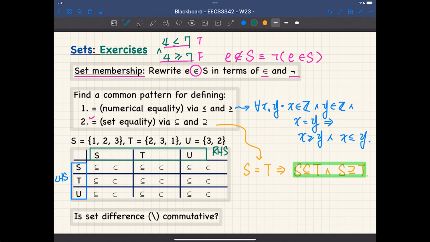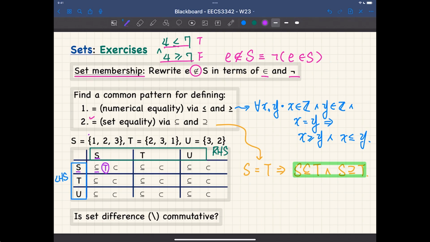Okay, let's do a few to get a feeling about it. When I say, let's say here, S is a subset of itself. Is it true or false? Always true. Always. Very good. It doesn't matter what S is. In this way, you don't even need to look at this.